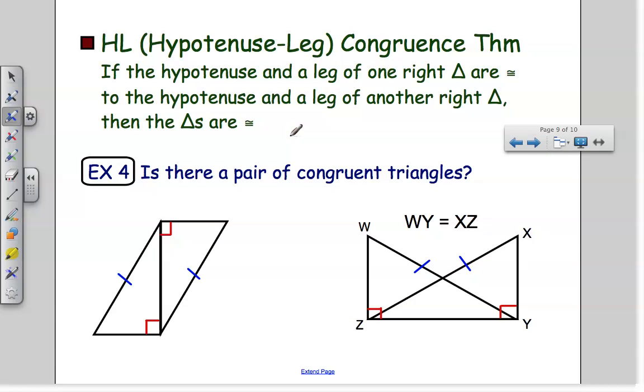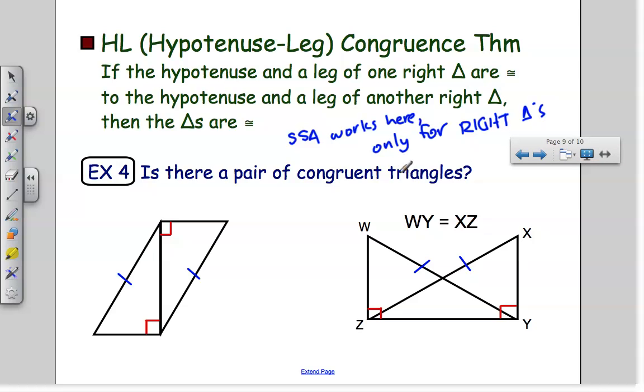And then I'll make a little note here. If the hypotenuse and leg of one right triangle are congruent to the hypotenuse and leg of another, they're congruent. So side side angle works here only for right triangles. And then we call it hypotenuse leg instead, not SSA.